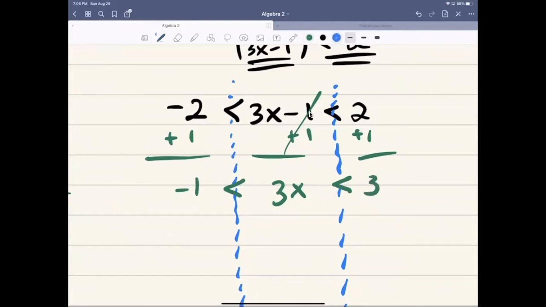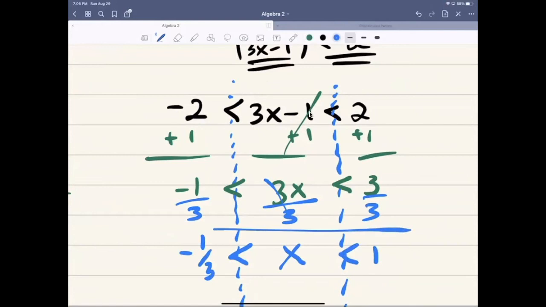And then our last step is to divide all sides by 3. That's going to go away, and we're going to have x is greater than -1/3 but less than 1. And that's going to be our answer.